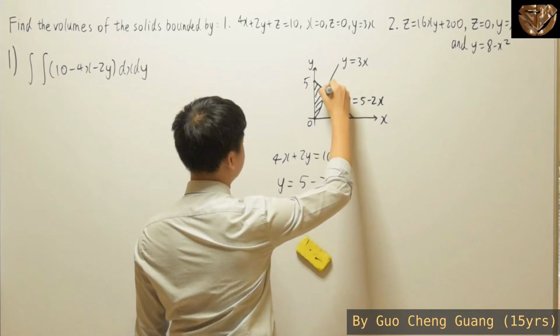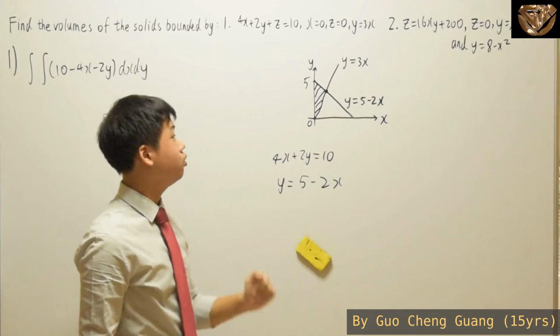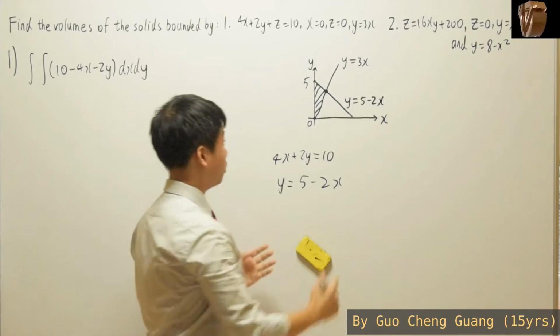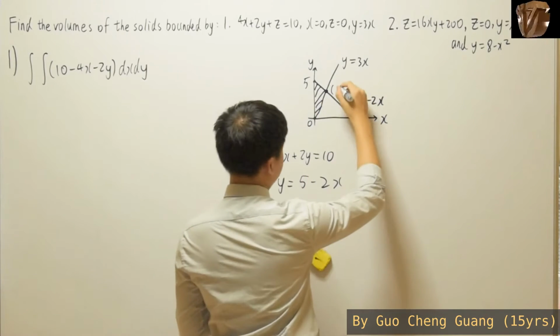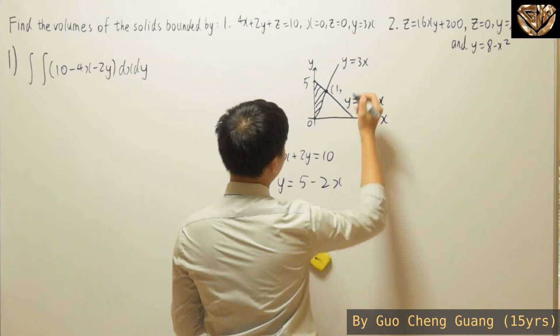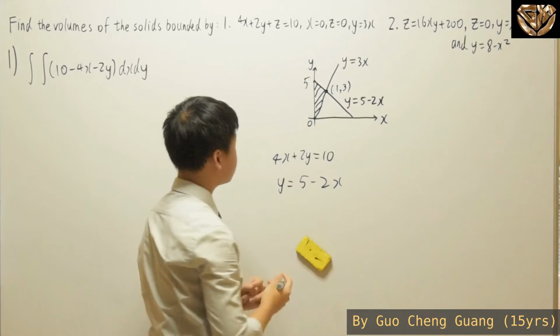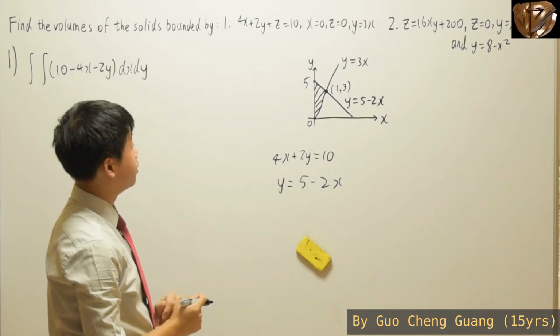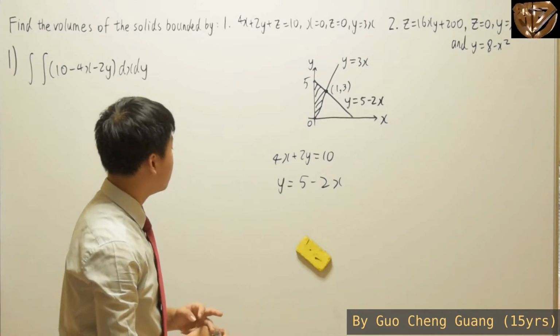How about this point? This is where you have to equate the two, so 3x is equal to 5 minus 2x, well x is equal to 1, and y will be equal to 3, right? So this is what we will be seeing.